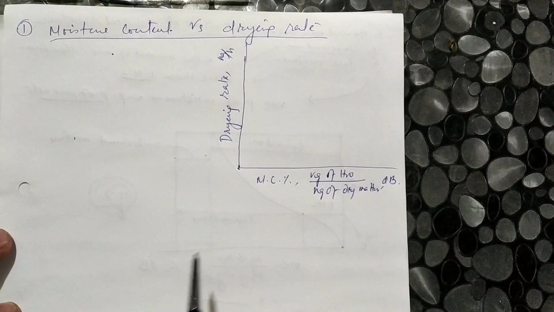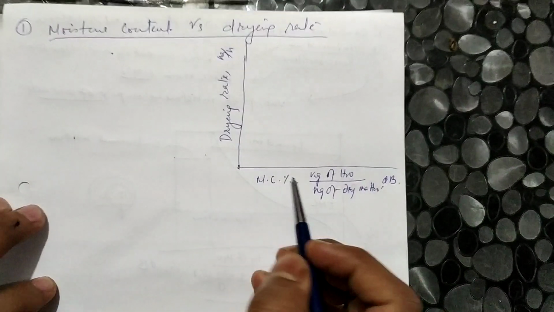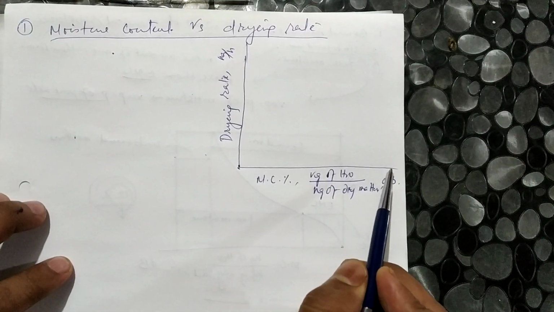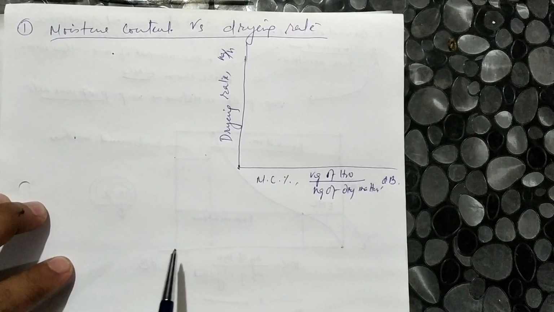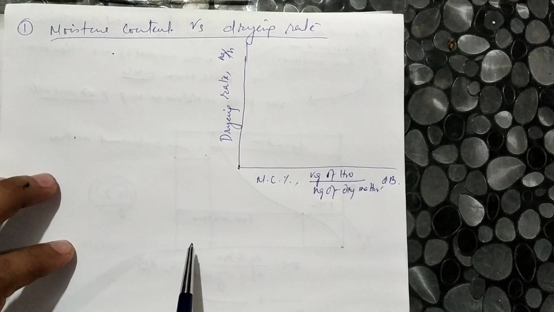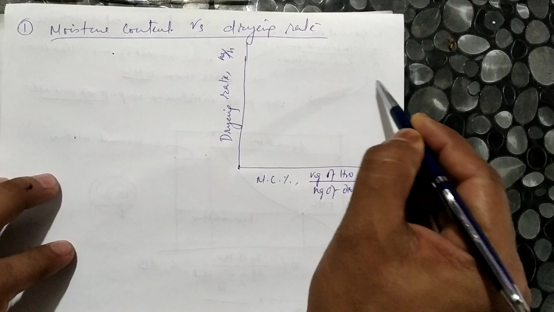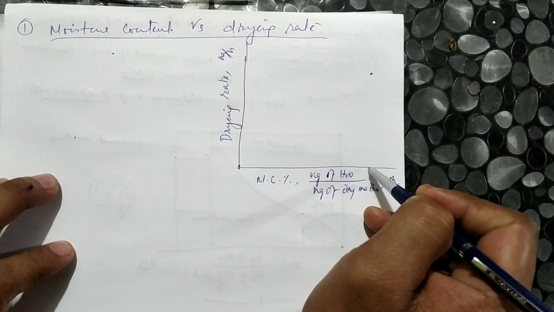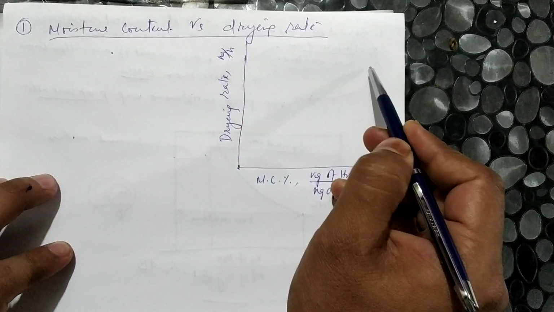Okay, see the first graph. Here, moisture content and drying rate. Initially, any crop or commodity has the maximum, highest moisture content. At that condition the drying rate will be very high. See the first point here: the moisture content is high, the drying rate is high.